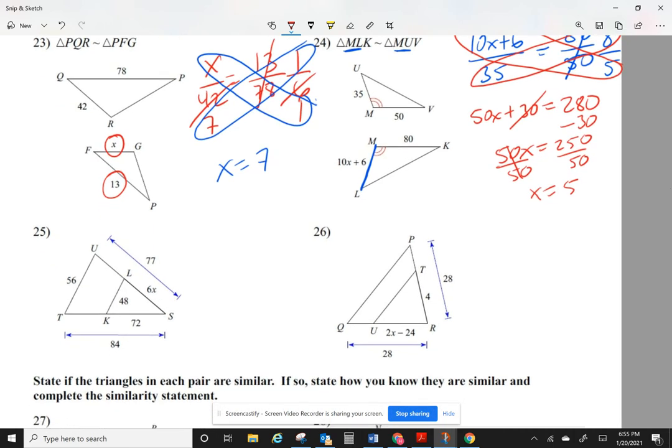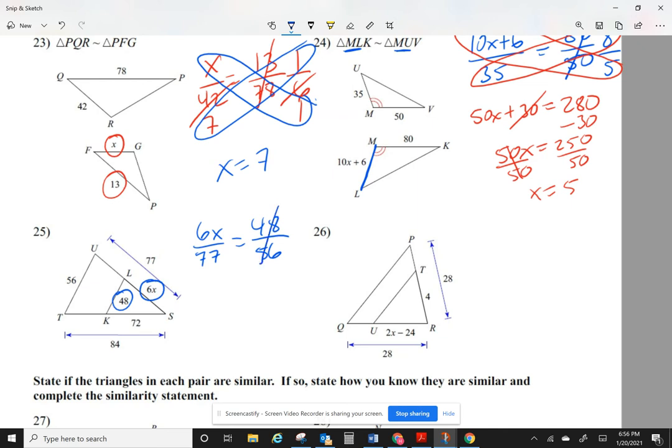Let's take a look at number 26. For x, I can see x is in the small triangle. So I'm going to choose two values from the small triangle. 6x is one of them. 48 is another one. So 6x and 48. I can tell 6x goes with 77 and 48 goes with 56. Simplify as much as you want.